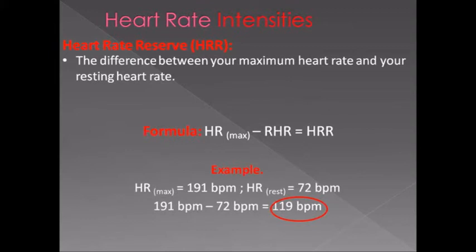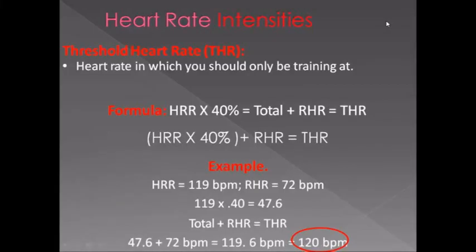For the heart rate reserve, or HRR, it is the difference between your maximum heart rate and your resting heart rate. When we say resting heart rate, you're going to get your pulse rate once you wake up. So let's say, for example, your resting heart rate is 72, and let's get the maximum effort that we have earlier. So meaning to say, you're going to do this. So 191 minus 72 is equal to 119. So this is your HRR.